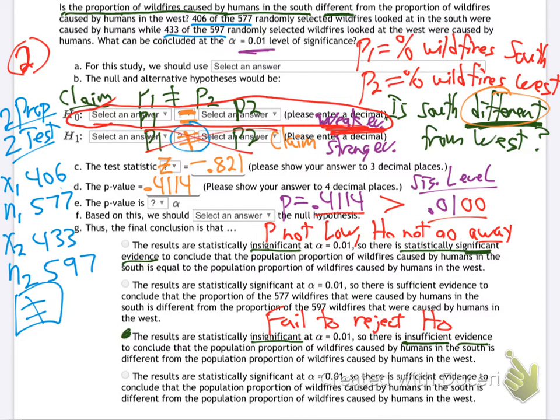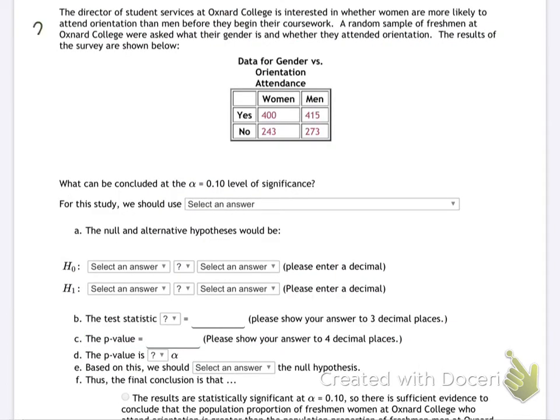So here's number 3. The director of student services at Oxnard College is interested in whether women are more likely to attend orientation than men before they begin their coursework. What do you think? Are women more likely to attend orientation than men? Is that what you think? I think so too, right?